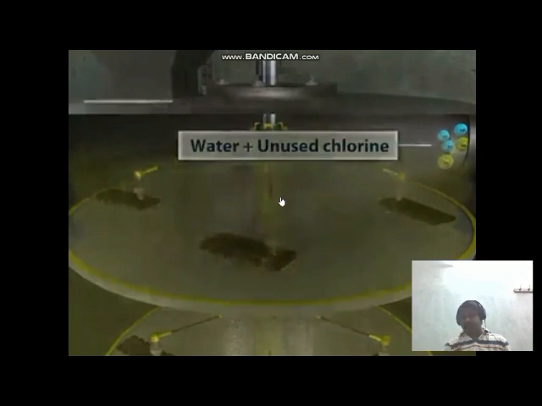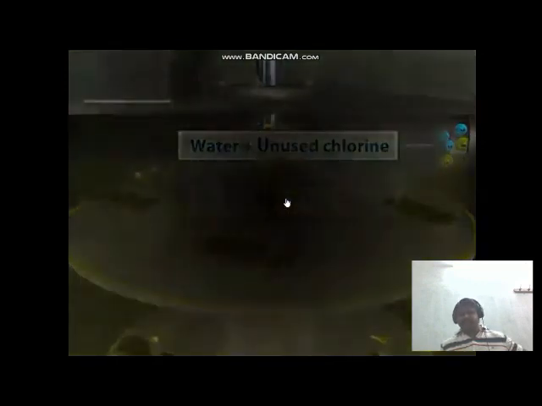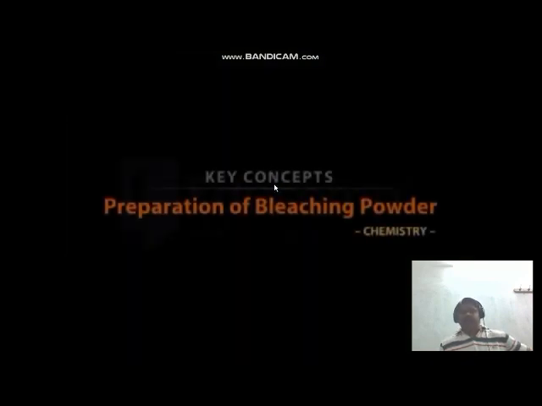Are you following or not? Here, water plus unused chlorine. When the hot air is sent, water molecules are present, so that water and the unused chlorine go out. Actually chlorine gas is sent at the bottom position. At that time 95 or 98 percent of the chlorine reacts with the slag lime, and the remaining 5 percent of chlorine gas is not reacted. That is known as unused chlorine. So water plus unused chlorine completely goes outside. Okay, that is the video of the making of bleaching powder.